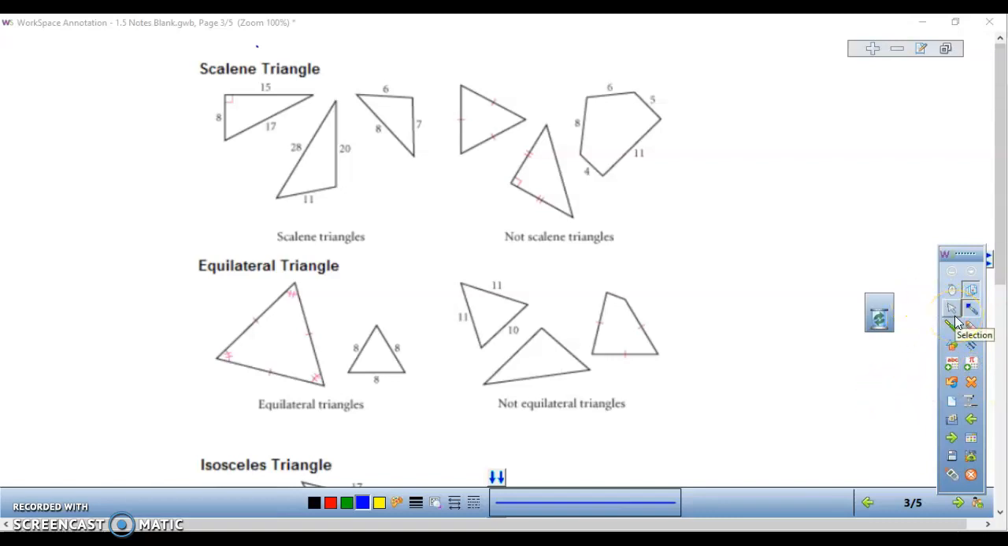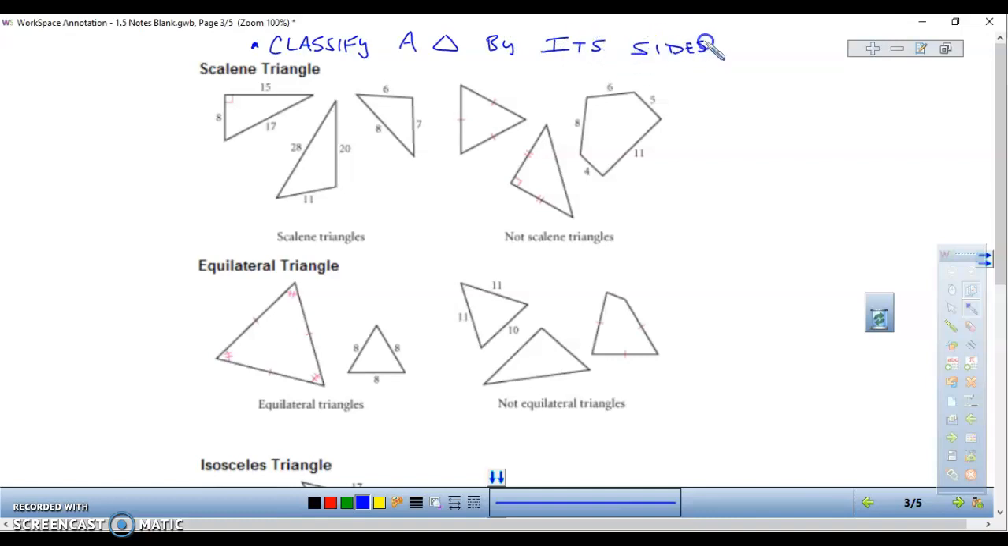So now what we're going to do is classify a triangle by its sides. We just talked about classifying by angles, whether it's a right triangle, acute triangle, or an obtuse triangle. But you can also classify or characterize a triangle by its side lengths. So let's talk about how you classify a triangle by its sides. All right, so focusing on the side lengths and not the angle measures.